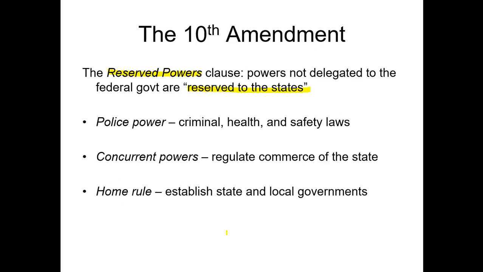And over the course of our history, these reserved powers have been categorized in 3 basic categories. Police power, which covers all the criminal codes, health and safety regulations of the state. Each state is responsible for figuring that out because that's where the crimes are going to be committed. So the state has to figure out what their criminal laws are.